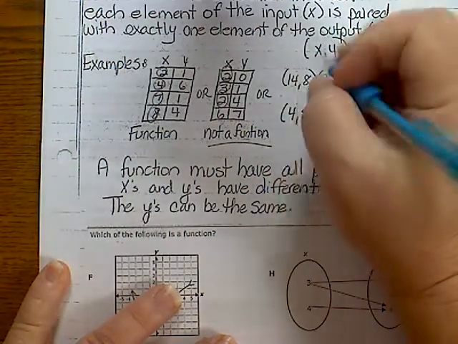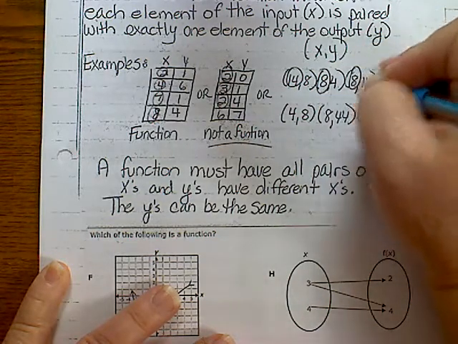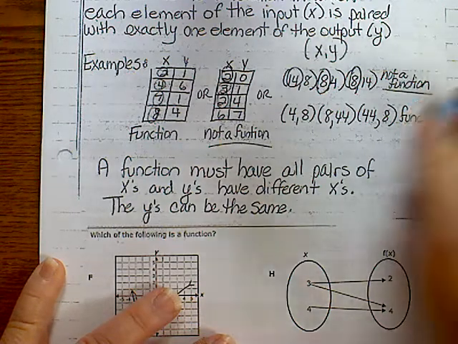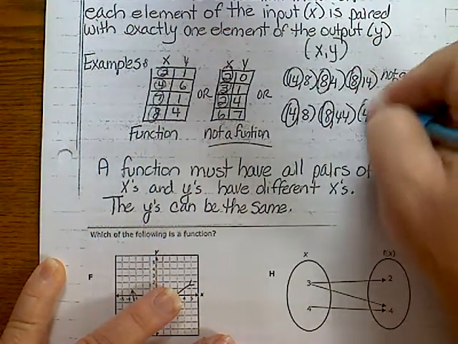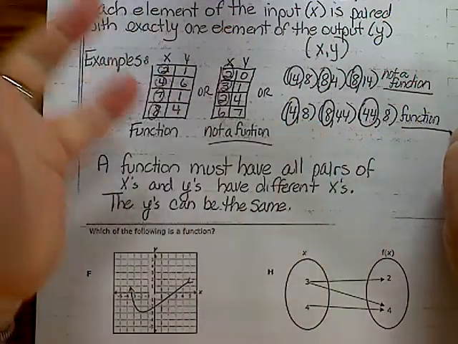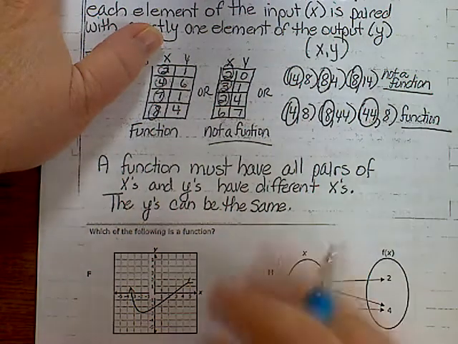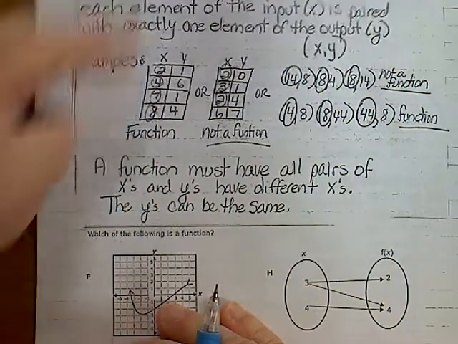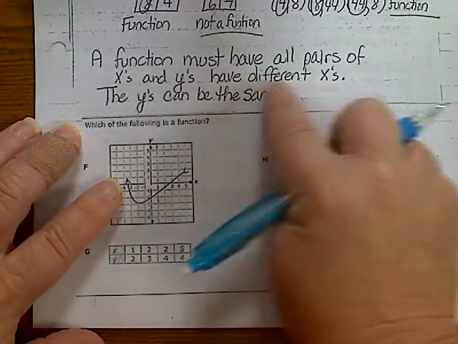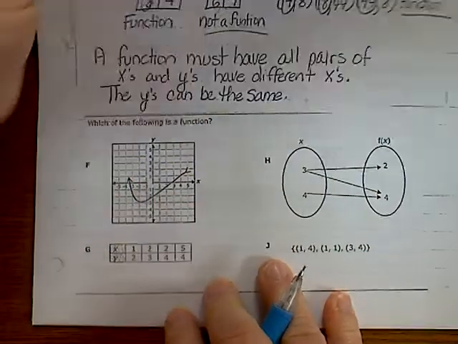So, let's circle our x's and say them. 14, 8, 8. Oops, I said 8 twice. Not a function. Okay? 4, 8, 44. Yes, it's a function. Now, the y values repeat. That's perfectly okay. All right? So that's why you just want to concentrate on your x's when you're being asked about functions. A function must have all pairs of x's and y's have different x's. The y's can be the same, and we've talked about that.